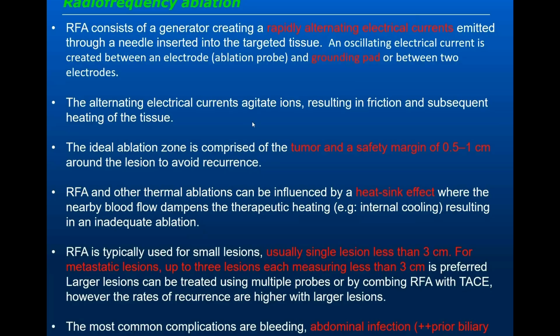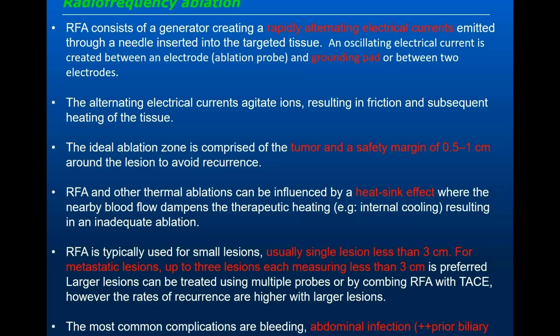The way it works is that when you have these alternating electric currents, you have lots of agitation of the ions around the needle. This agitation results in friction, and this results in very rapid heating of the tissue. And this is exactly what we want. We want to get the temperature high very quickly so that we can heat or burn the tumor.